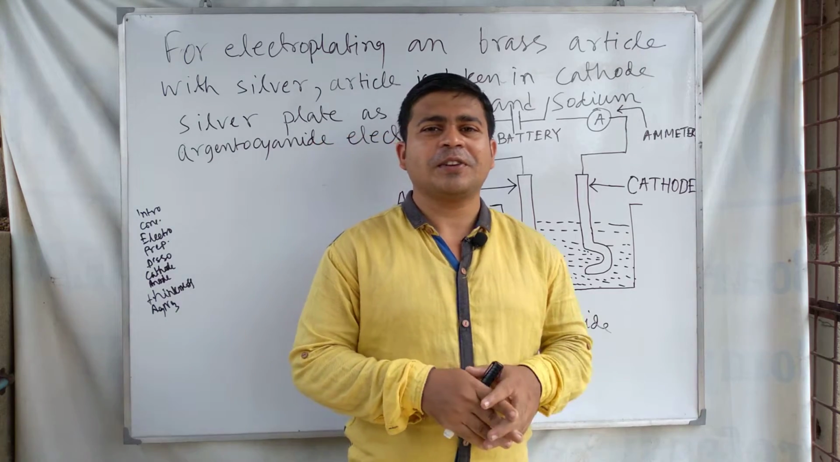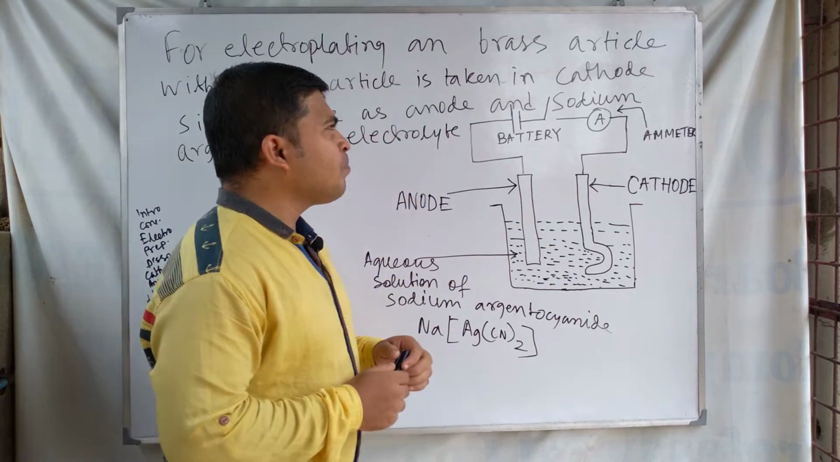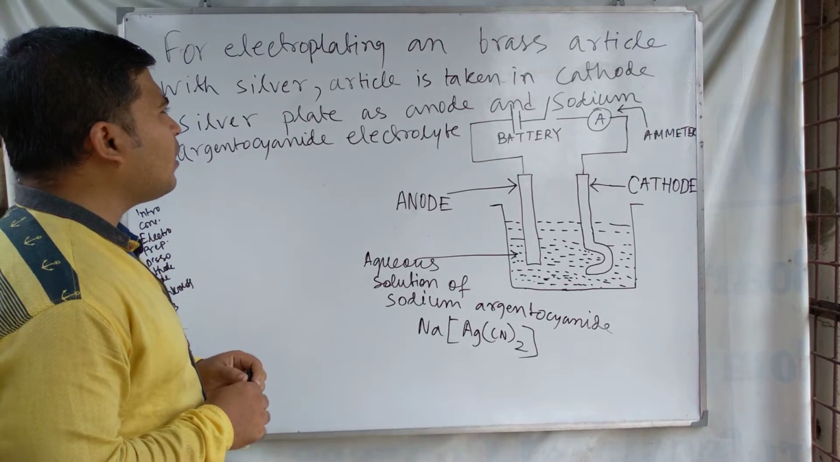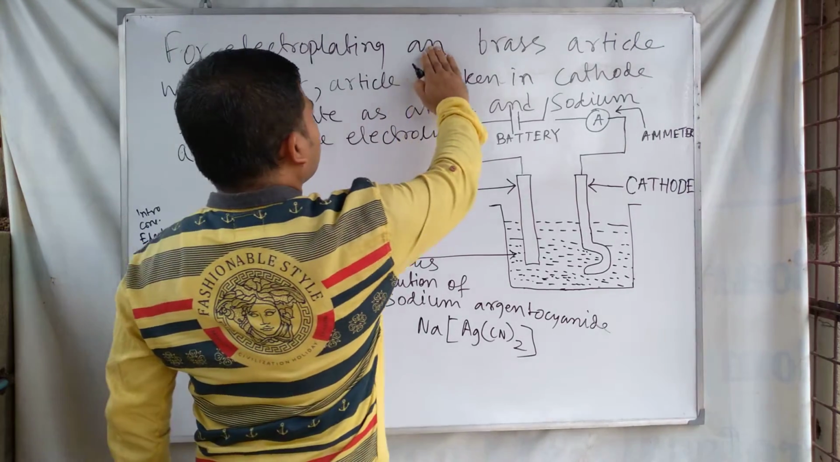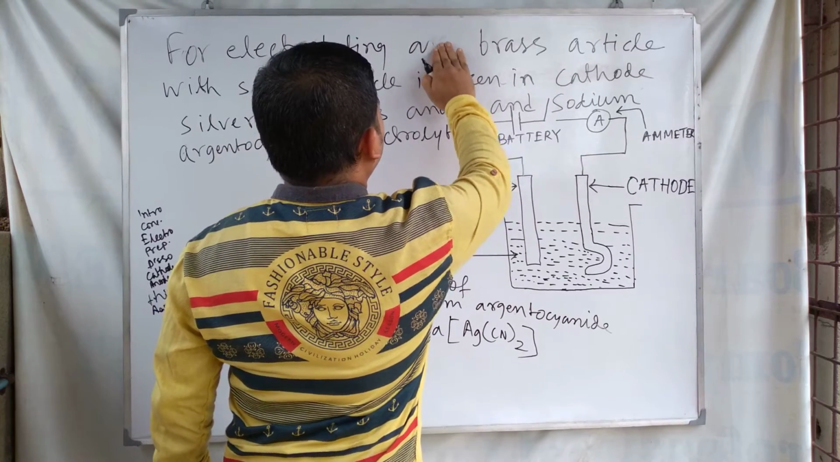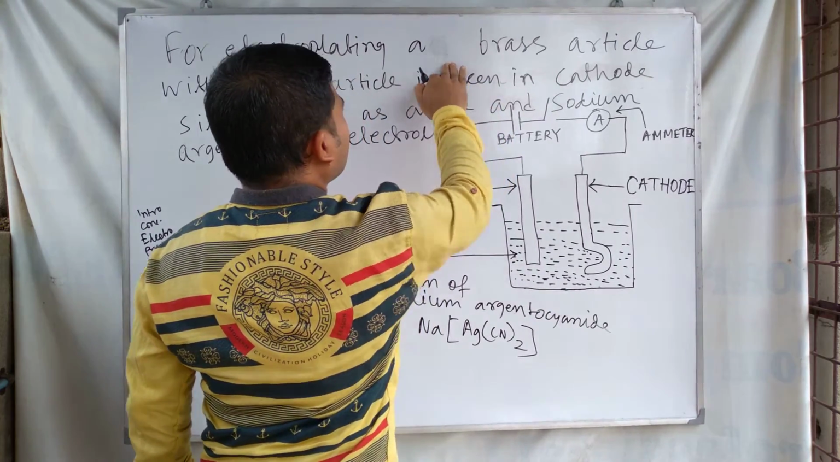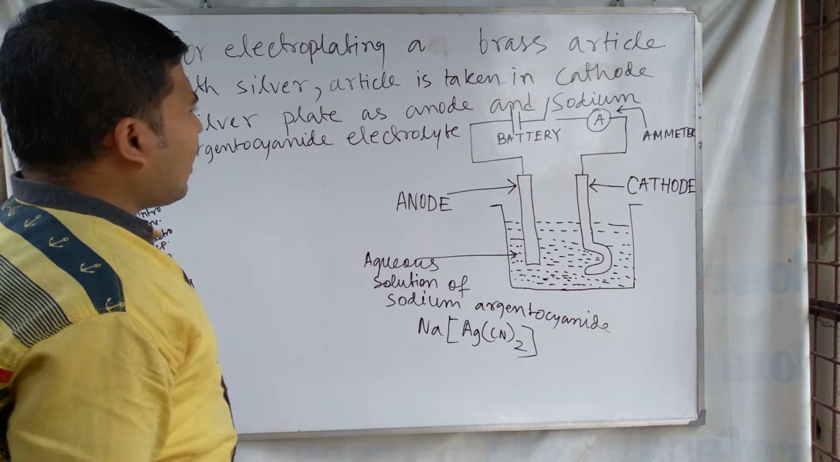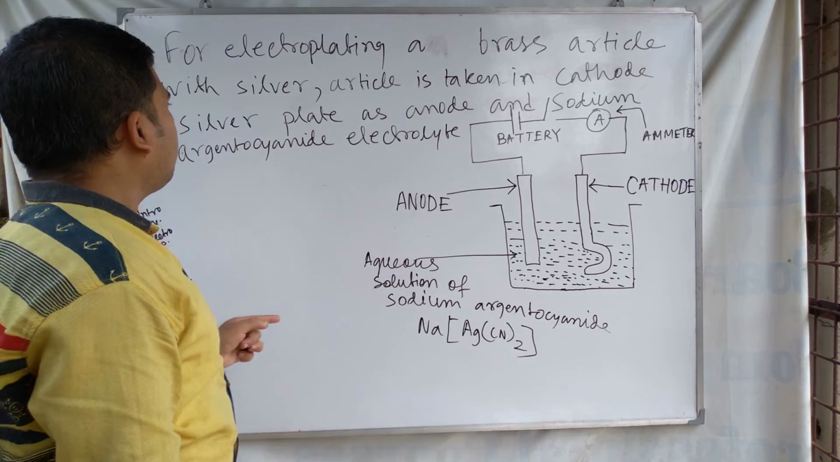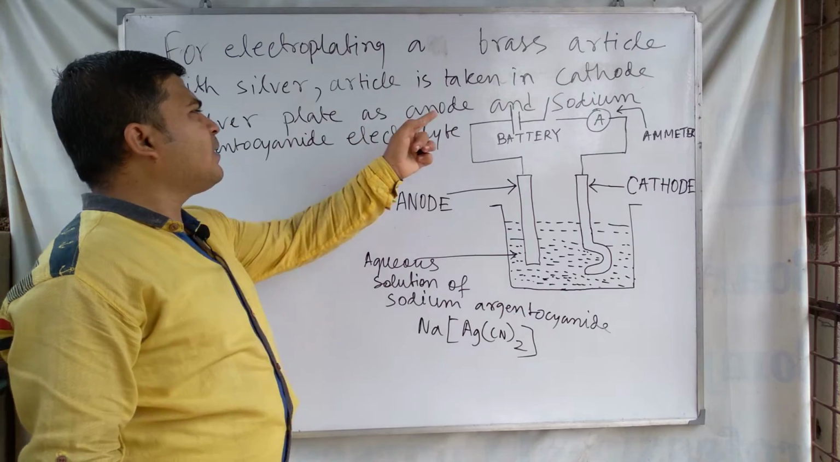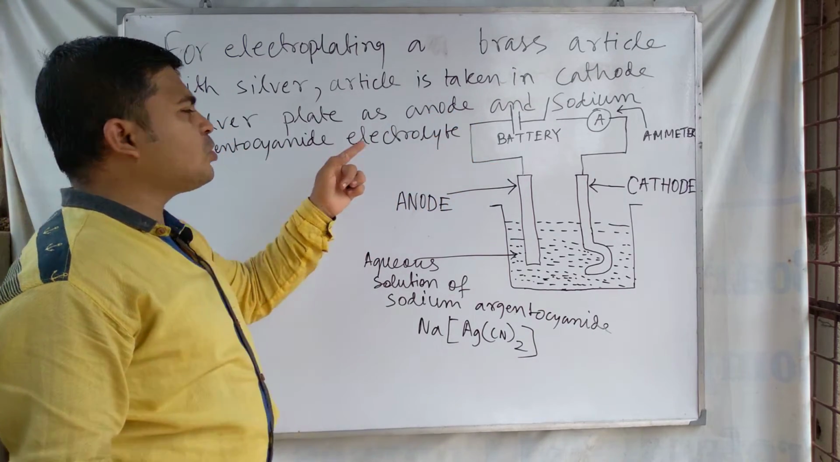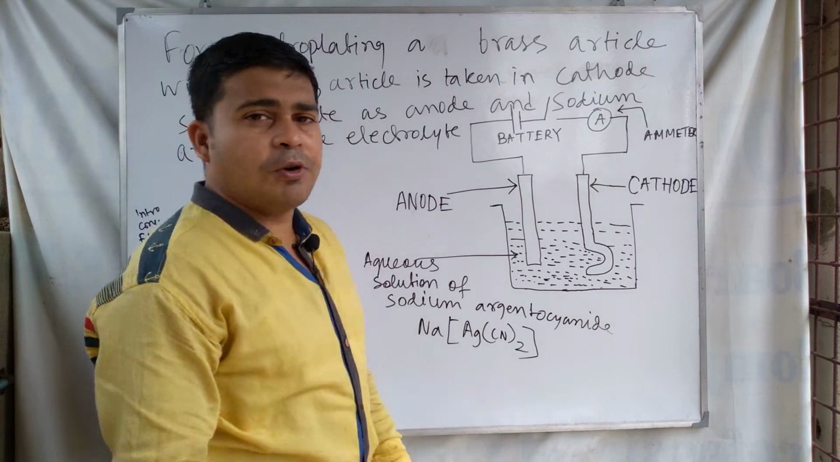We start our discussions regarding the topic. Our topic right now is electroplating a brass article with silver. The article is taken as cathode, the silver plate is taken as anode, and sodium argentocyanide electrolyte is required.